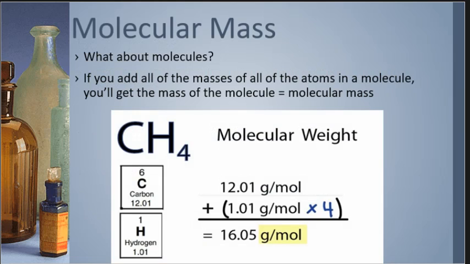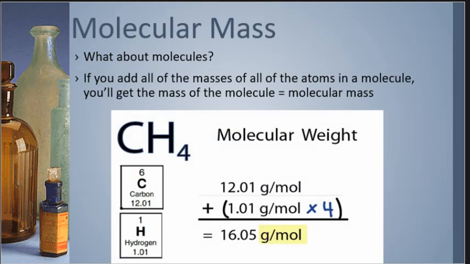So if we look at a molecule now, we can do the same thing for a molecule. All right, so I have CH4. I have 1 carbon, that's 12. And I have 4 hydrogens, which is 4 times 1. So that 12 came from the chart, that 1 came from the chart. So here I can see my molecular mass for CH4 is 16.05. Don't worry about that unit right now: 16.05 AMU, atomic mass units.